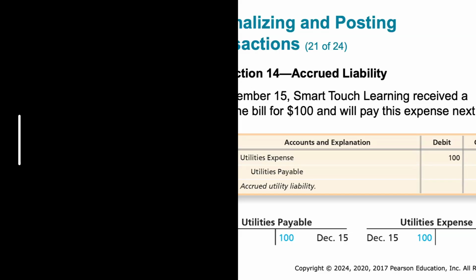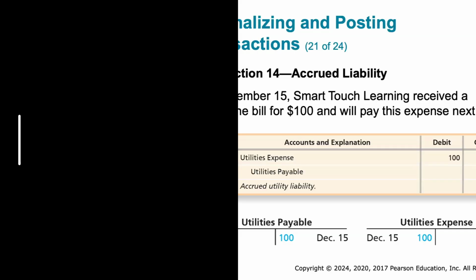On December 15th, Smart Touch Learning received a telephone bill for $100 and will pay the expense next month. This is an accounts payable, okay? It's not anything that we had to write out a loan for or a note for. This is something we're going to pay in the future. We just are not going to pay it right now. So we have two accounts here. First is expense, right? We have a telephone expense or utilities expense, and the other is a utilities payable, right? It's not cash because we haven't paid it yet. So utilities expense goes up through debit. That's $100. Utilities payable is a credit. That's $100. So there's our debit and our credit.